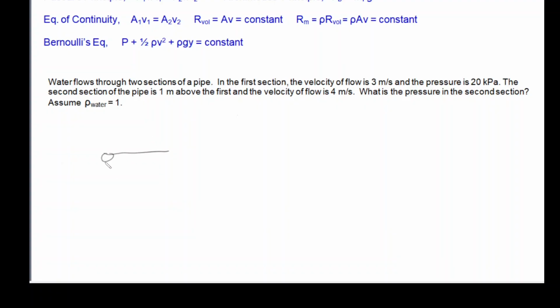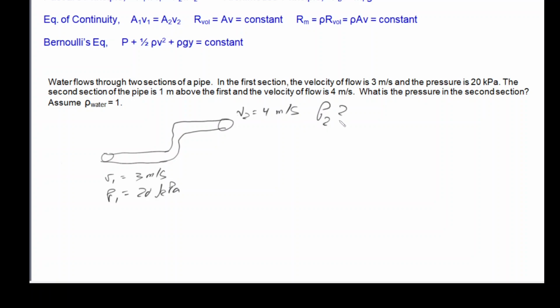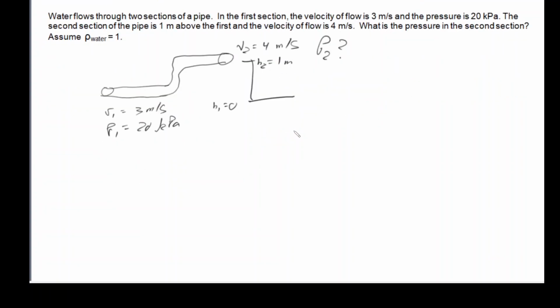We have the first section of pipe, and that goes into the second section. And we know velocity in the first section is 3 meters per second, and the pressure in the first section is 20 kilopascals. And we know the velocity in the second section is 4 meters per second, and we want to know what the pressure is. And if we look at our axes, we'll call this H1 is 0, and here H2 is equal to 1 meter. Okay, so we can use Bernoulli's equation.